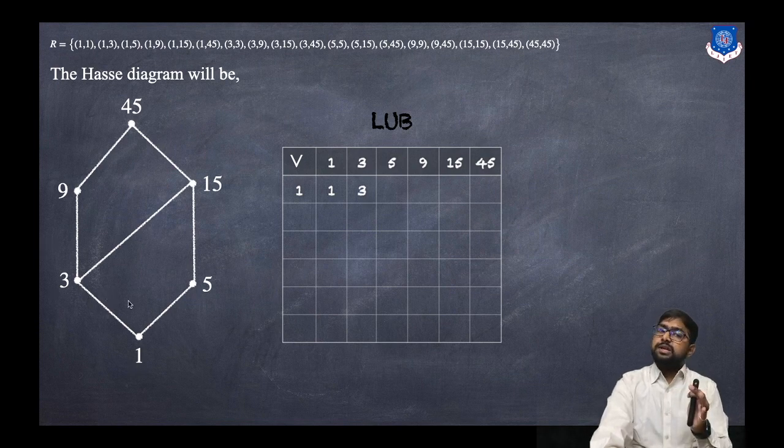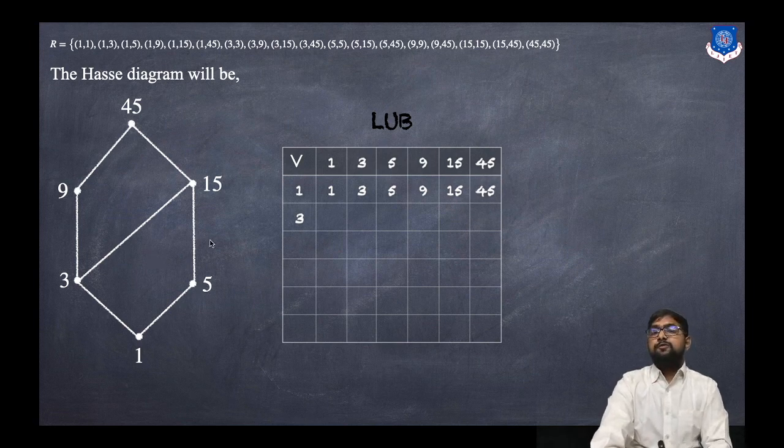So it will be 3. Now least upper bound of 1 and 5, so it will be 5. Now LUB of 1 and 9, so it will be 9. Then LUB of 1 and 15, so it will be 15. And 1 and 45, it will be 45.